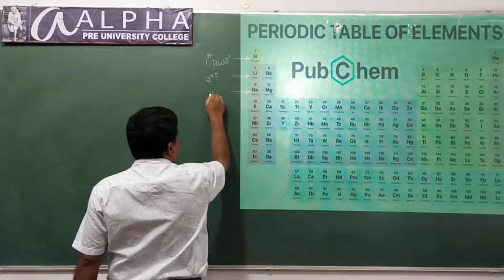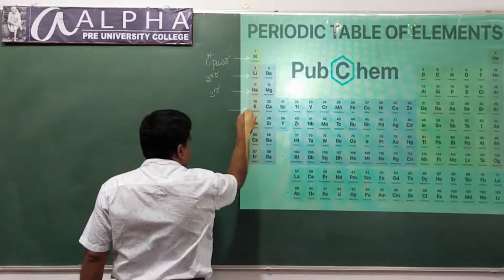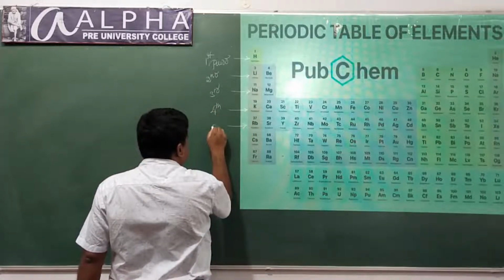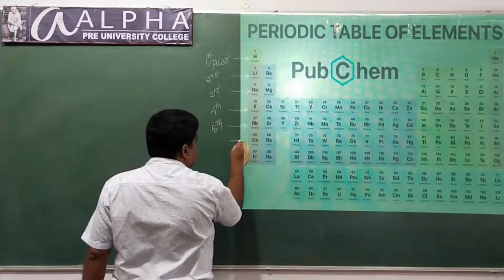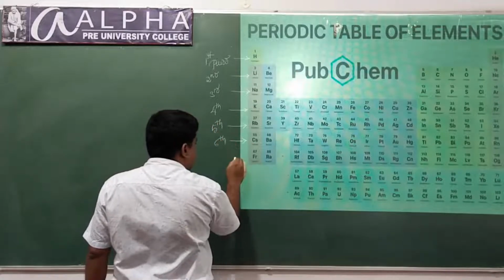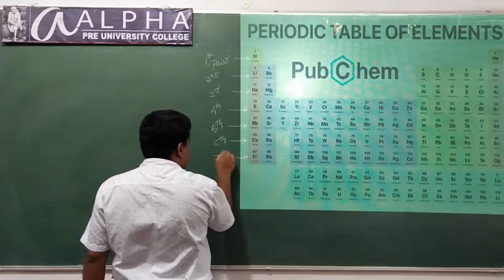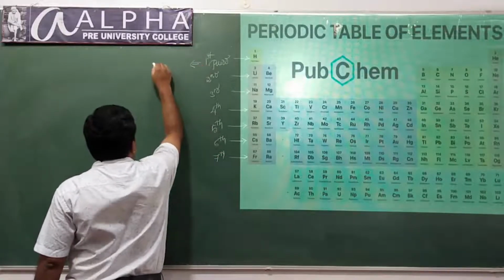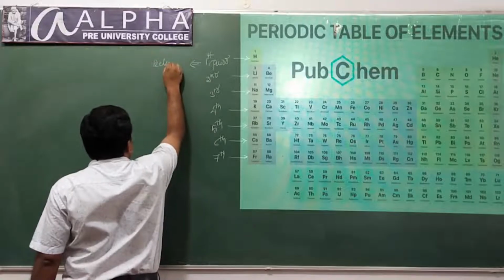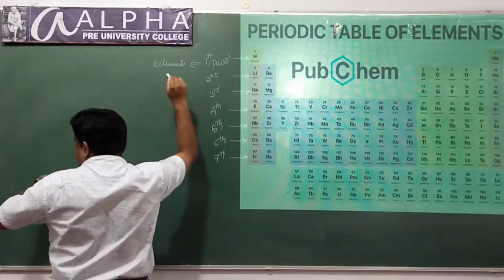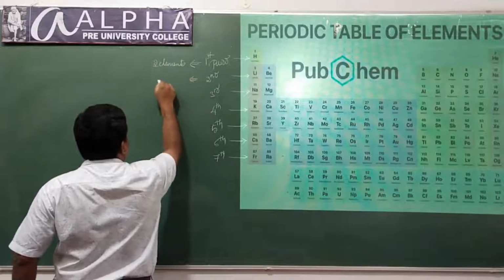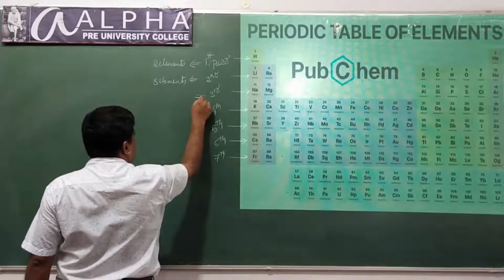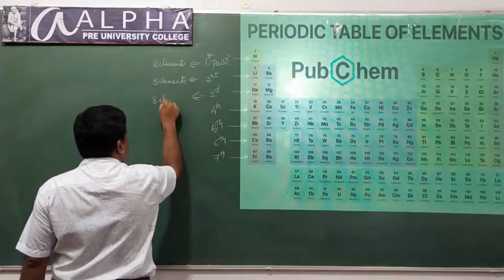Okay, altogether how many periods are there? Totally 7 periods, isn't it? Fifth period, then sixth period, and then 7th period. You should remember that the first period has two elements. The second period has eight elements. The third period also has 8 elements.